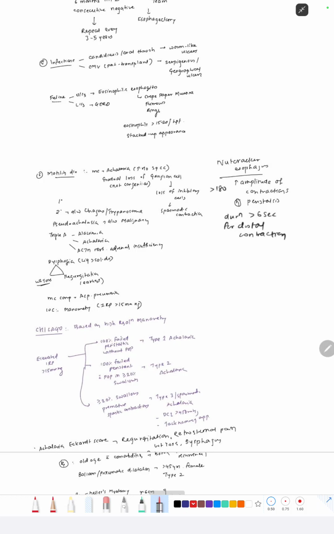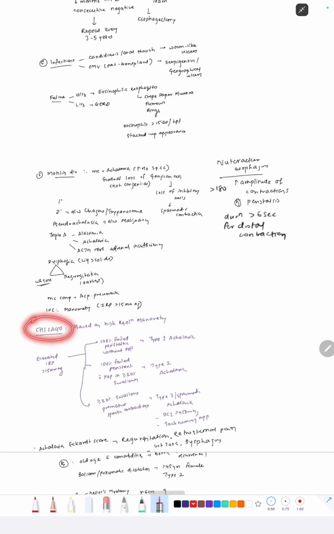Then there is a triad of dysphagia. Dysphagia in achalasia cardia is worse for liquids as compared to solids. Then there is weight loss, and the earliest feature, that is regurgitation. The most common complication is aspiration pneumonia. The investigation of choice is high resolution manometry. On high resolution manometry, there is an integrated relaxation pressure of more than 15 mmHg.